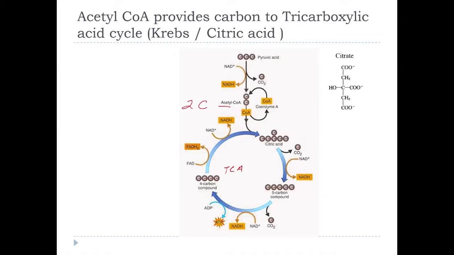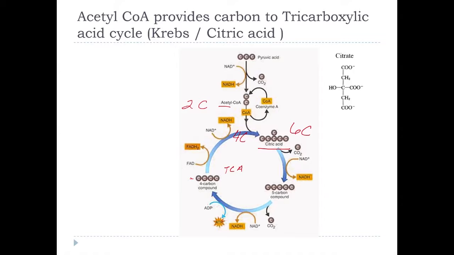The 2-carbon compounds enter into the TCA cycle and react with a 4-carbon compound to form a 6-carbon compound, which is citric acid. So the first complex molecule that's formed in the TCA cycle is citric acid, which is why this cycle is also sometimes called the citric acid cycle. So we take 2 carbons, we add it to a 4-carbon, what's down here. So we have a 4-carbon right here. We add the 2-carbon to it. We form a 6-carbon compound called citric acid.